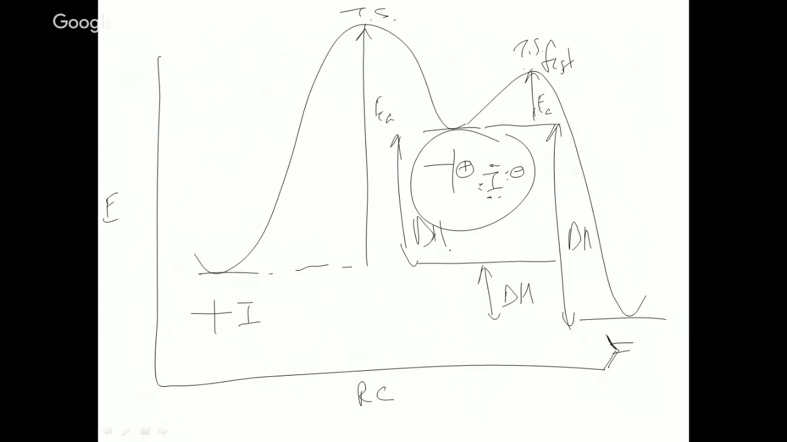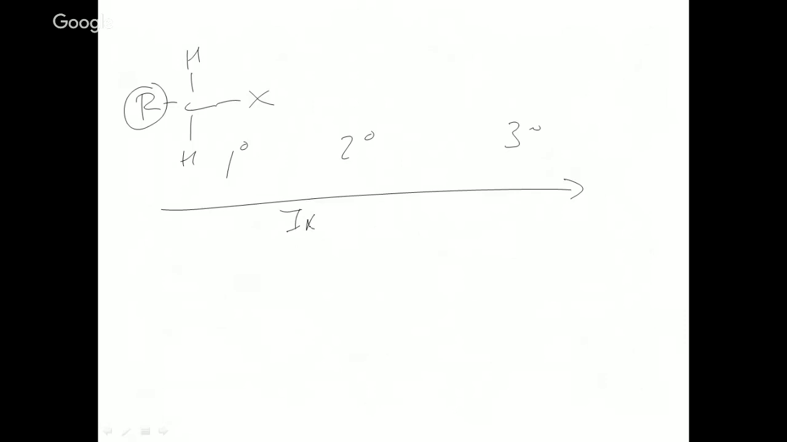I'm not going to make you draw that whole thing. I may ask you to assign parts of it or things like that. You need to understand those. I may ask you to draw simple energy diagrams. But increasing rate of E1. Now the same trend for both eliminations. Still got to have a beta hydrogen on that R group. The idea is primary, secondary, tertiary, we have increasing rate of E1.